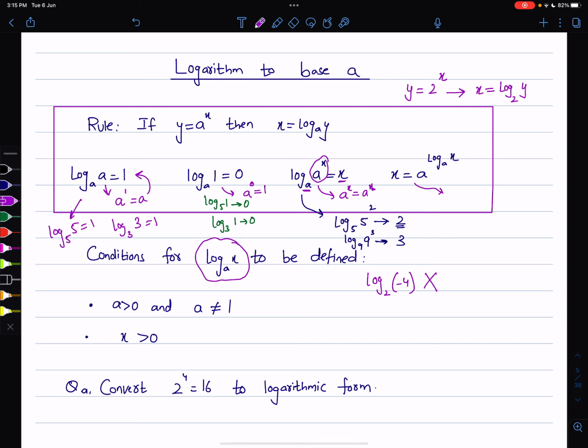And then a to the power of log a of x equals x. So for example, if we have 5 to the power of log to the base 5 of 3, the answer is going to be equal to 3. A number raised to the power of a log with the same base, that is a to the power of log a of x, the answer is always going to be equal to x.